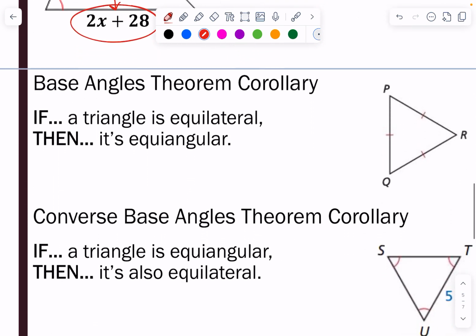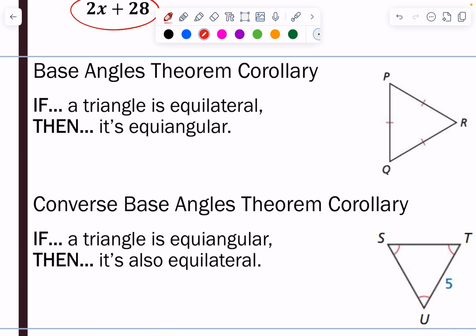Okay, now it also brings about a corollary. A corollary is simply a theorem that we can extend into further pieces. So here is the base angles theorem corollary, and that is if a triangle is equilateral, so remember, equilateral means all sides equal, then it is also equiangular, all angles equal.